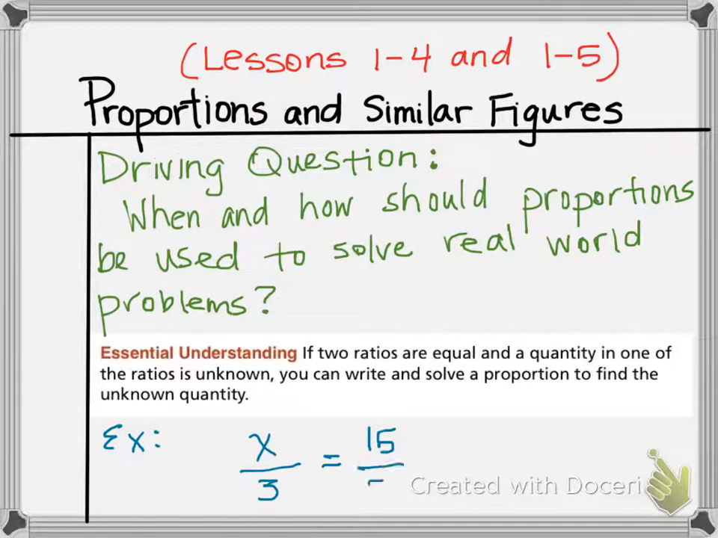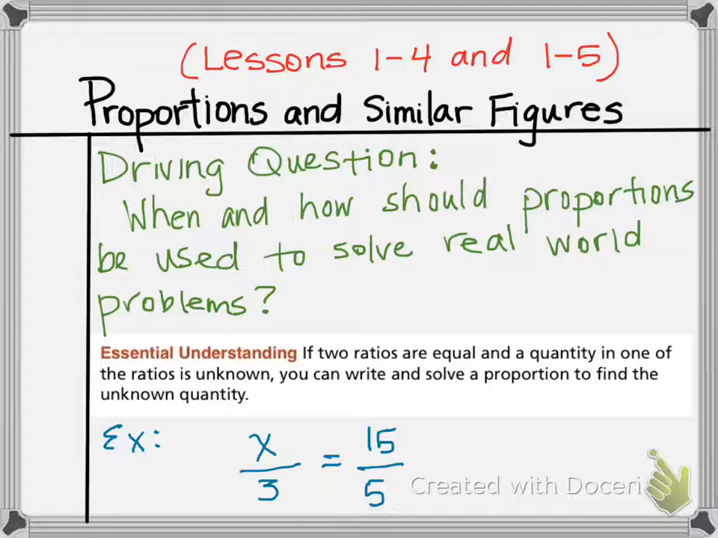So here's the essential understanding. This is taken directly from the textbook. If two ratios are equal and a quantity in one of the ratios is unknown, you can write and solve a proportion to find the unknown quantity.